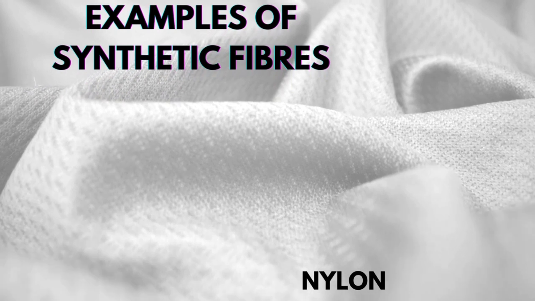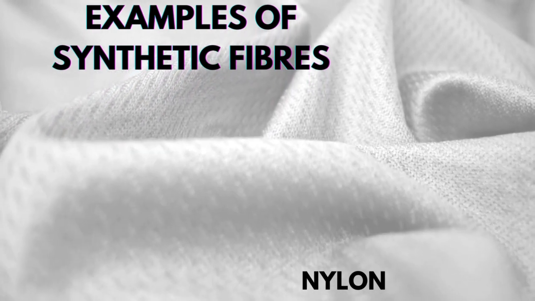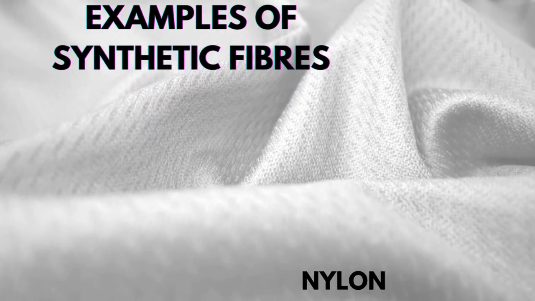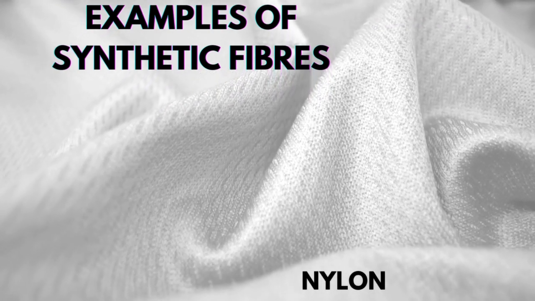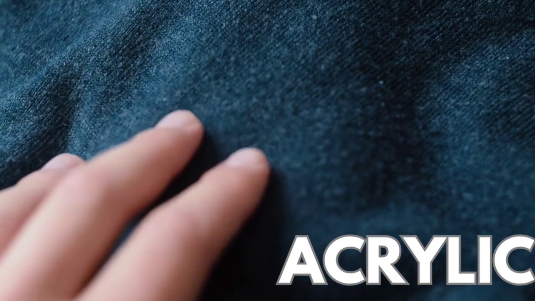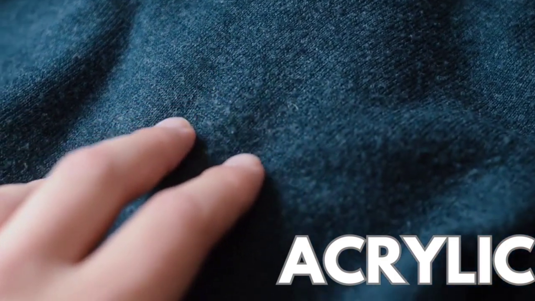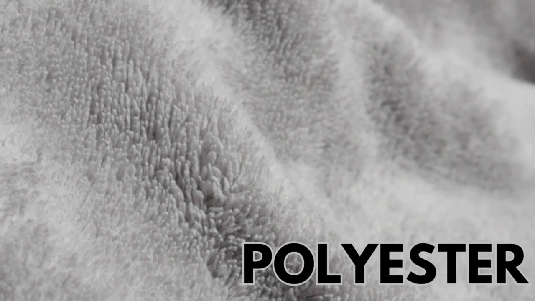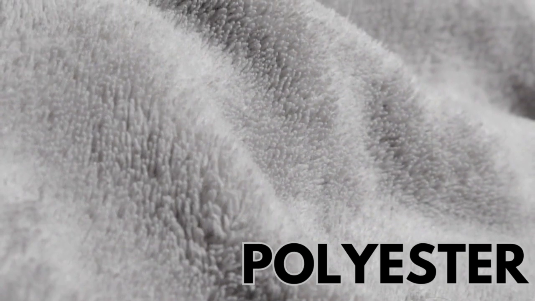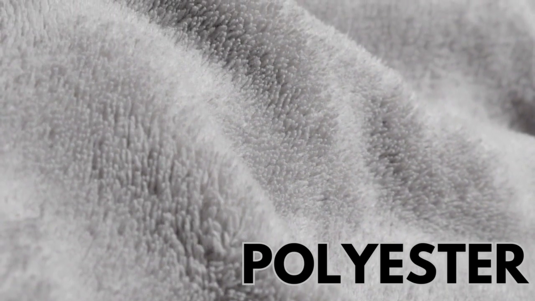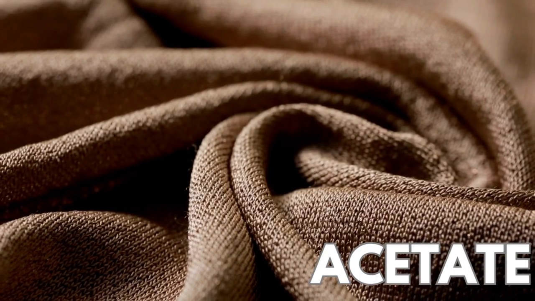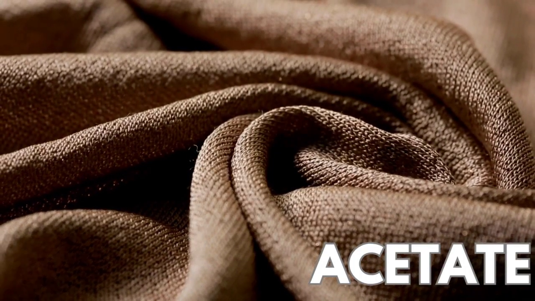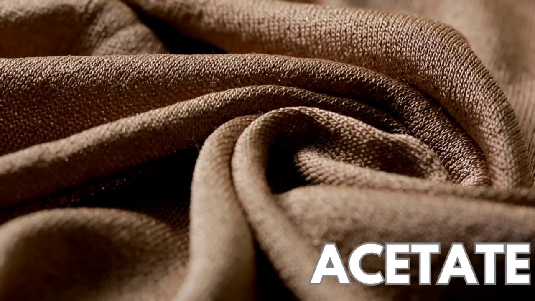Now, examples of synthetic fibers. Remember we said synthetic fibers are produced through chemical processes. Examples are nylon, we have acrylic, we have polyesters, and we have acetate. Okay, these are examples of synthetic fibers.